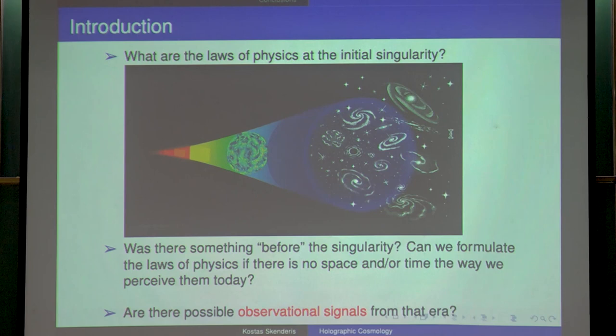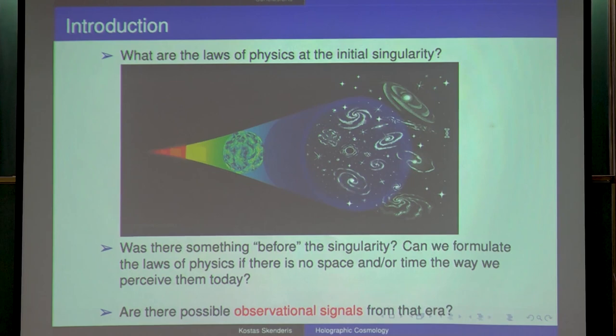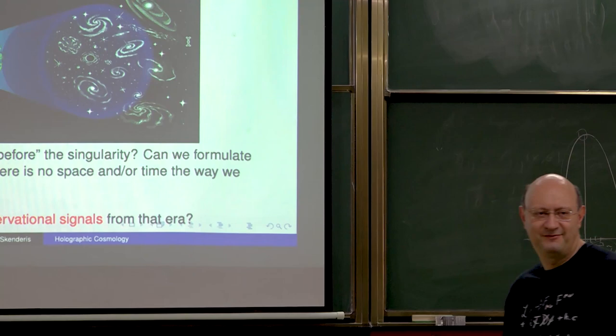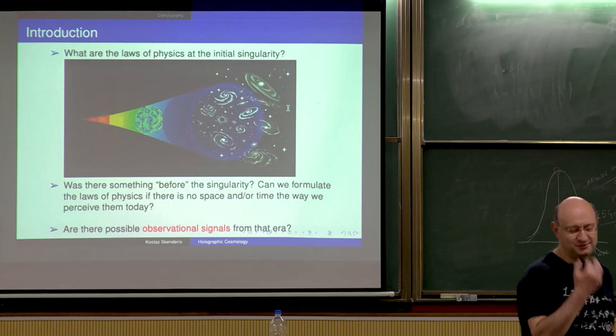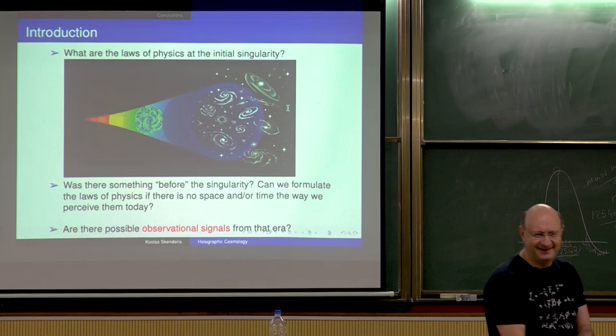But is there something we know? Einstein's relativity breaks down at time zero, but is there something before that? Can we even formulate the laws of physics if there's no concept of space and time the way we perceive them today? When I was a graduate student, these were things we would discuss after a couple of beers late in the night, and maybe we'd stay till the morning debating these kinds of questions.